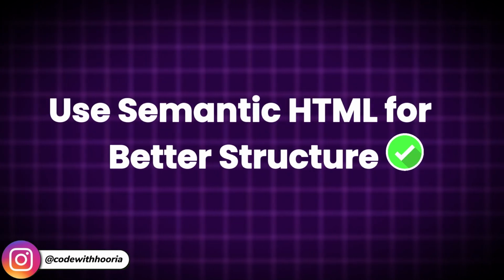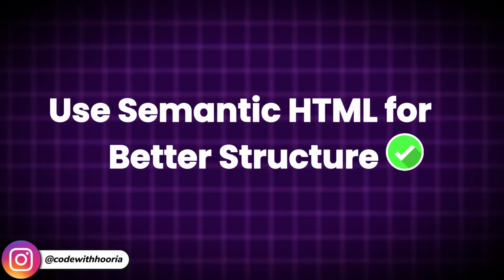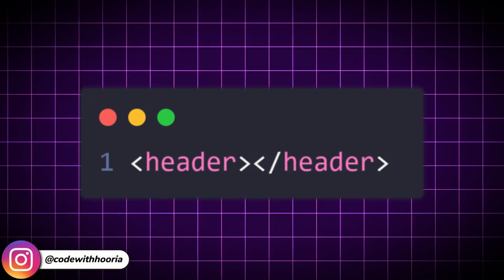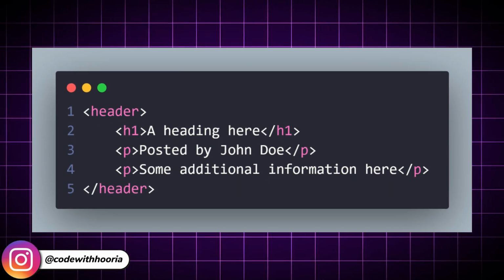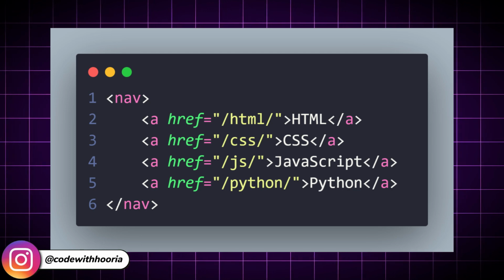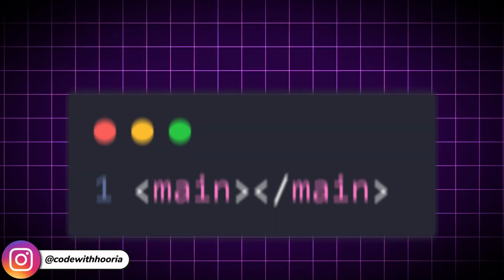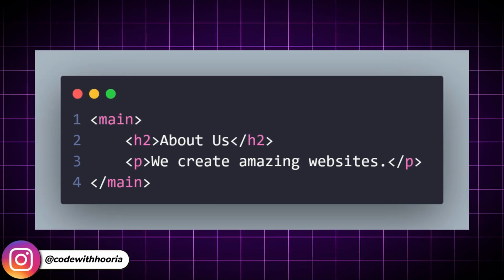Instead of using div for everything, HTML provides specific elements to structure different parts of a web page properly. These elements help create clean, organized, and meaningful code that is easier to read, maintain, and optimize for search engines. For example, the header tag is used for the top section of a web page, typically containing the logo or main heading. The nav tag is designed specifically for navigation links such as menus or links to different sections of the site. The main tag holds the main content of the page, ensuring that the most important information is clearly structured.